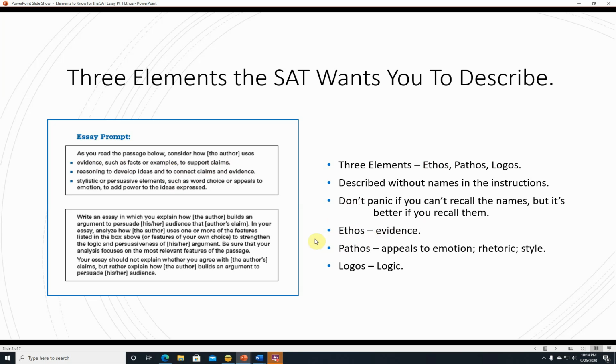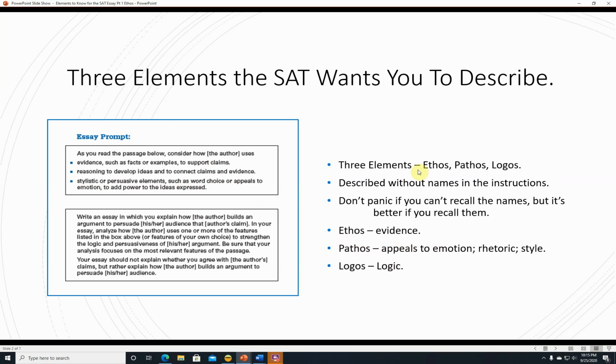I pronounce it ethos. If that's wrong, oh well, sue me if you don't like it. And then reasoning to develop ideas and to connect claims and evidence. Reasoning is logos. You can remember logos looks like logic, which is reasoning. So reasoning to develop ideas is logos, logic. And stylistic or persuasive elements, such as word choice or appeals to emotion to add power to the ideas expressed. So that's going to be pathos. I think pathos sounds better to me. Appeals to emotion, rhetoric, style.